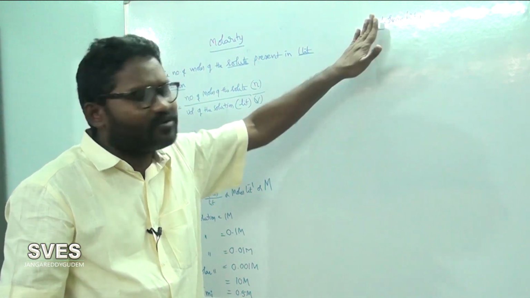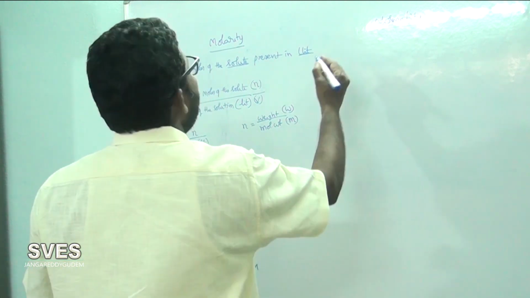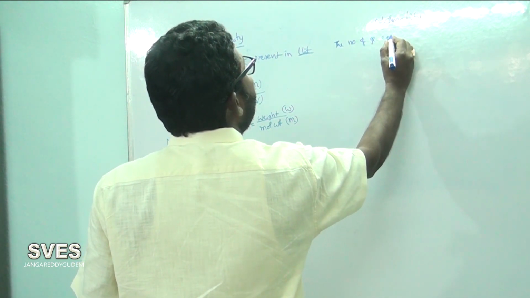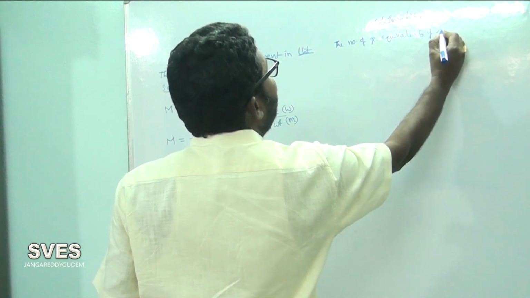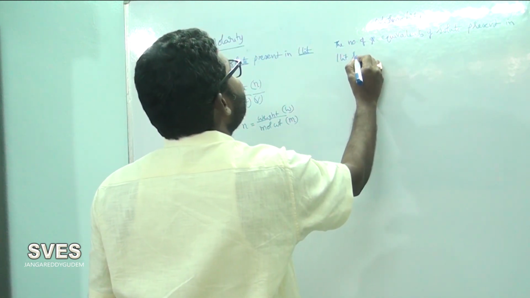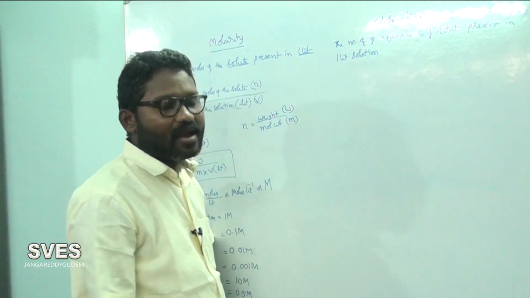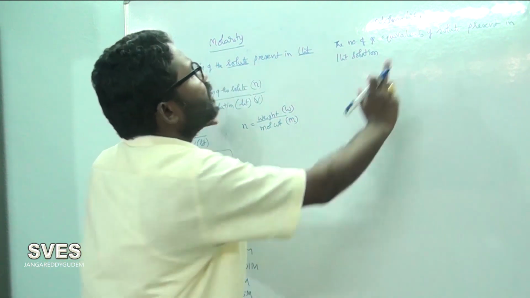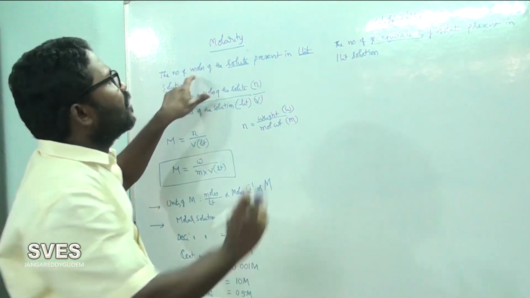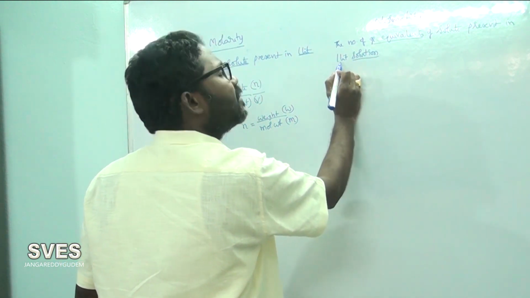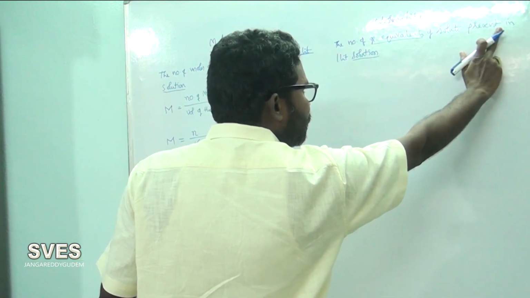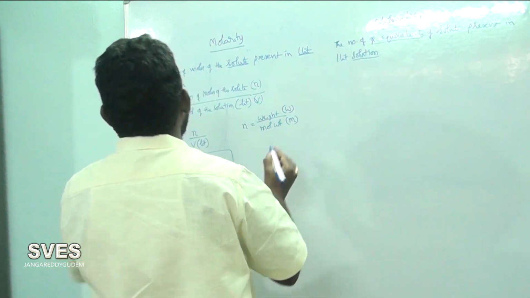Similarly, what about normality? The number of gram equivalents of solute present in 1 liter solution is called normality. Here the quantity of solute is expressed in gram equivalents, in molarity moles. The solution quantity is expressed in liters, same in both cases. So the number of gram equivalents of solute present in 1 liter solution is called normality.